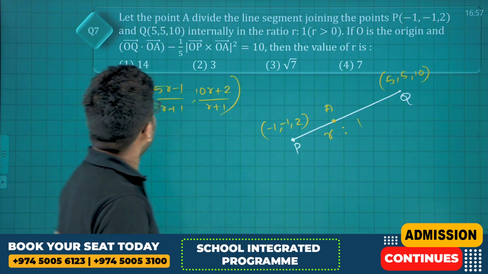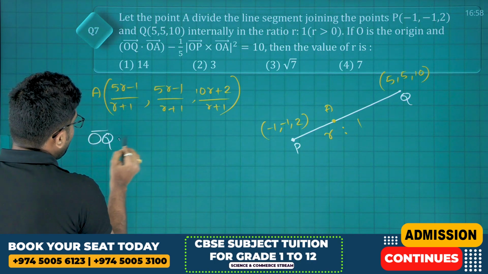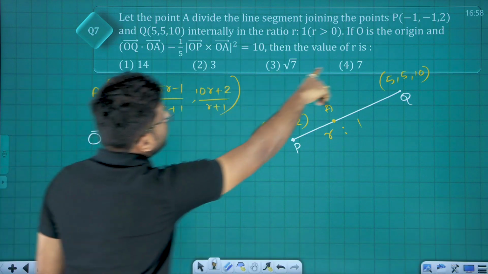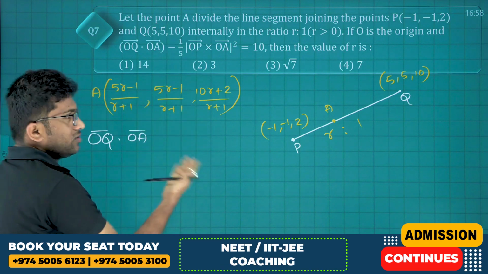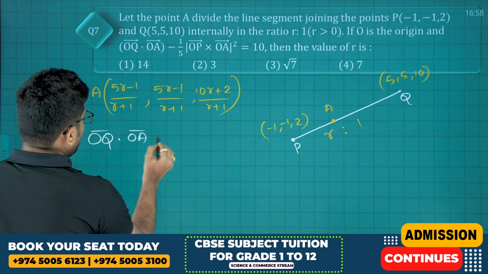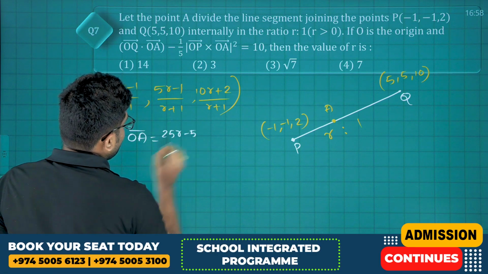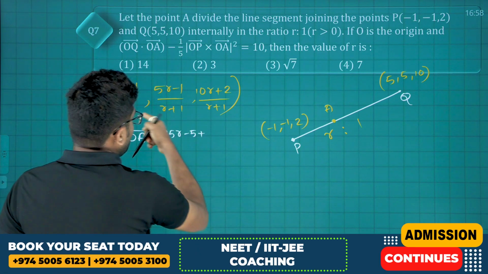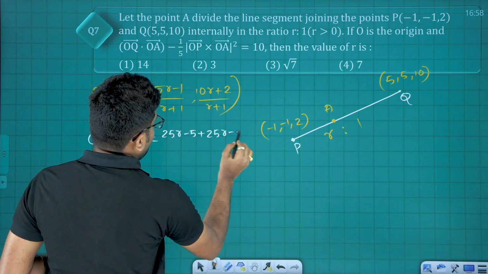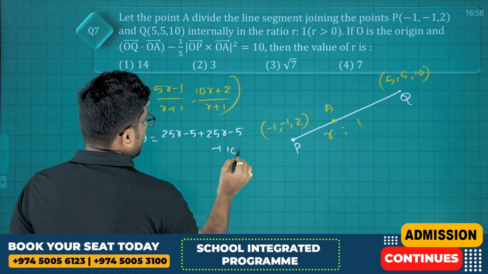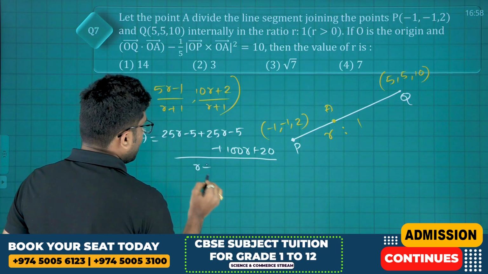So OA, now they are asking OQ dot OA. Simple. Dot product. OQ bar dot OA bar. What is OQ? OQ is 5i plus 5j plus 10k. And OA bar is this one. Just put the components i, j, k. Now OQ dot OA will be 5 into this, 5 5s are 25r minus 5, plus the denominator will be r plus 1 only. So 5 into 5 again, 25r minus 5, plus 10 into 10, 100r plus 10 into 2, 20, whole divided by r plus 1.